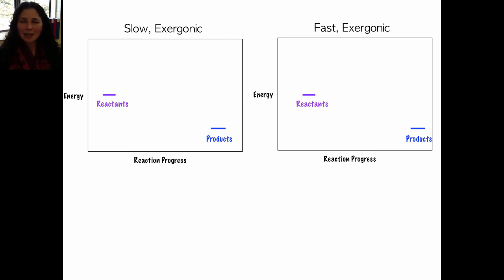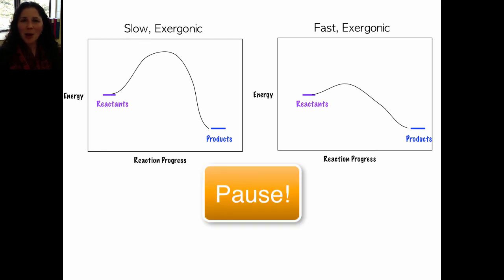The larger the activation energy barrier, the slower a reaction will become. So the slow reaction has to have a bigger hill to climb than the fast reaction. This is what I would put. A very large hill to climb would have a very large activation energy barrier, and it would be slow. A very small hill to climb would be a very small activation energy barrier and a very fast reaction. Both of these are exergonic, one is slow and one is fast. Pause the video now and try to apply this to the next 2 reaction energy diagrams.